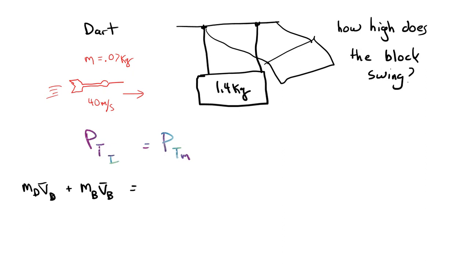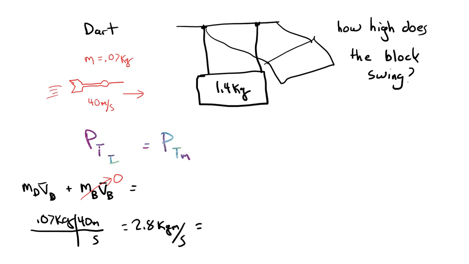So what do we know, first of all? Well, we know the block's not moving before the dart hits it, so the velocity of the block initially is 0. So that's gone. And I can just then figure it out. So it is 0.07 kilograms times 40 meters per second. That works out to be 2.8 kilogram meters per second. So that's the total momentum of this system initially. So it's also got to be the total momentum of this system finally.